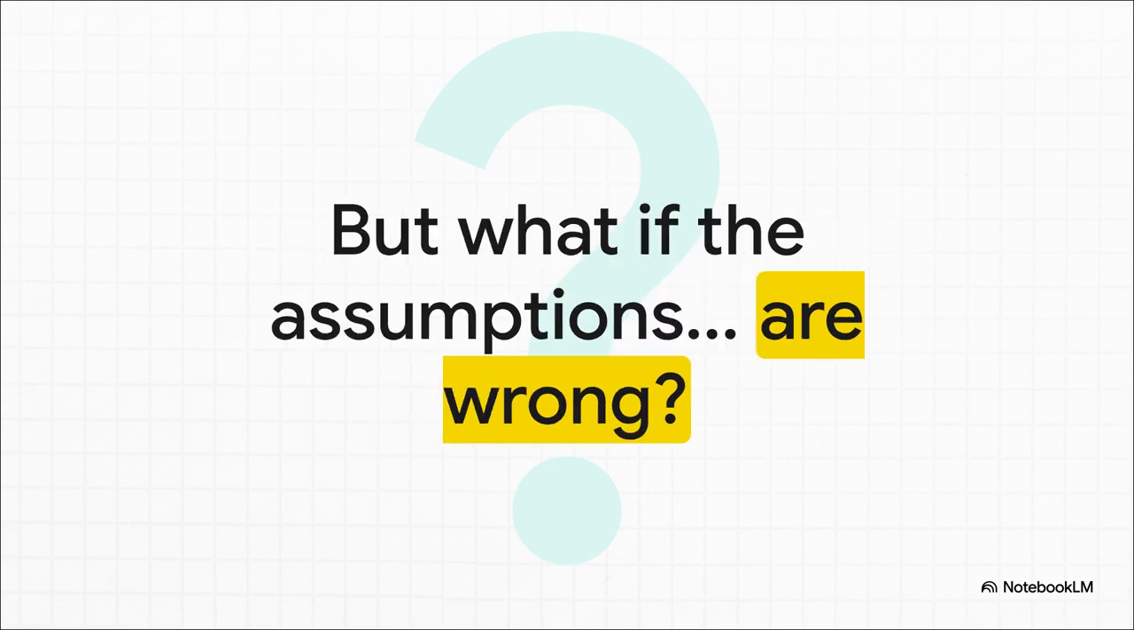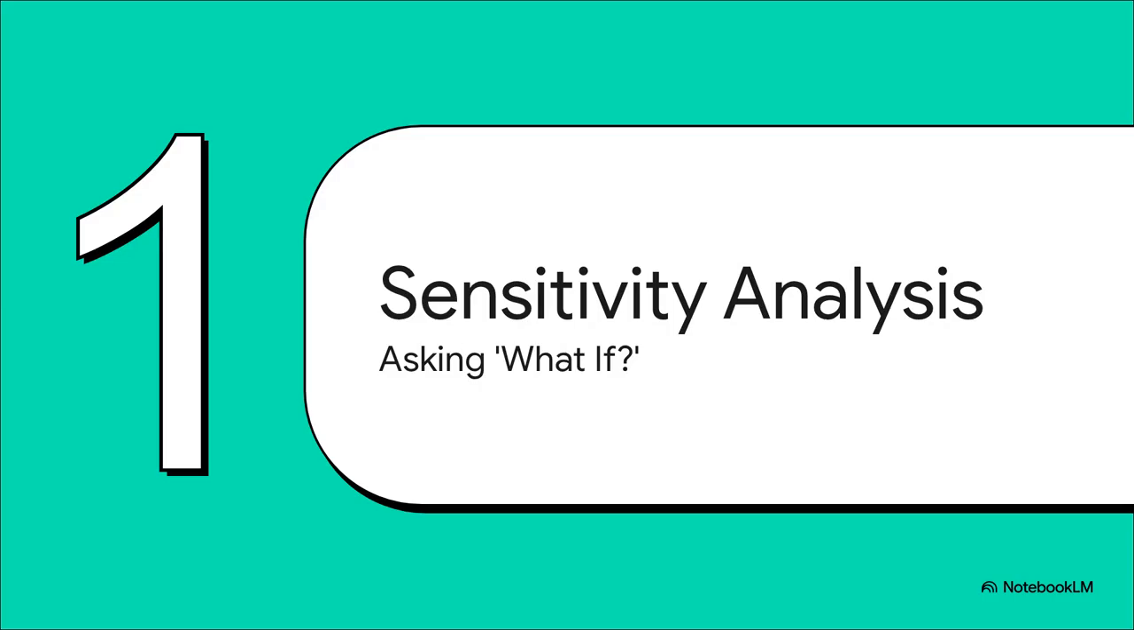But wait a second. Every single forecast, every projection, it's all built on a foundation of assumptions. Assumptions about costs, about prices, about how much you can produce. And you know what? Those assumptions can be wrong. That's where the real risk is hiding. So, how do we start to get a handle on all this uncertainty?